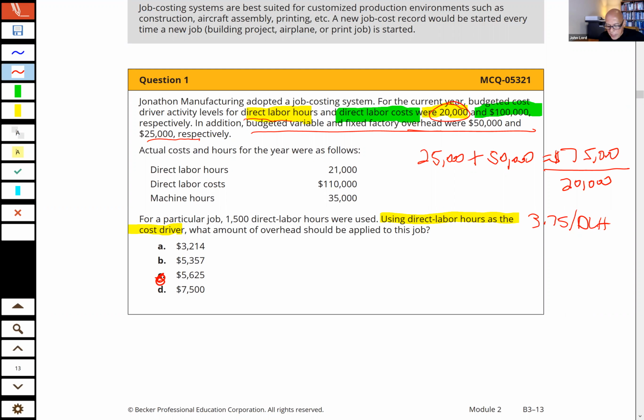Okay. And if this job used 1,500, again, getting to Laura's question, you apply it typically per job. 1,500 divided by 3.75 is going to give me the correct answer here, 5,625.